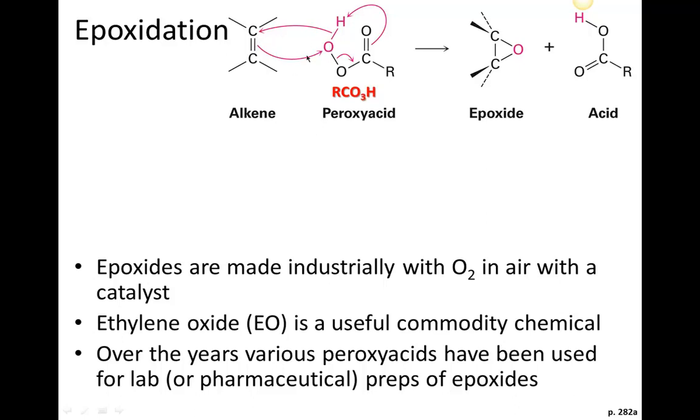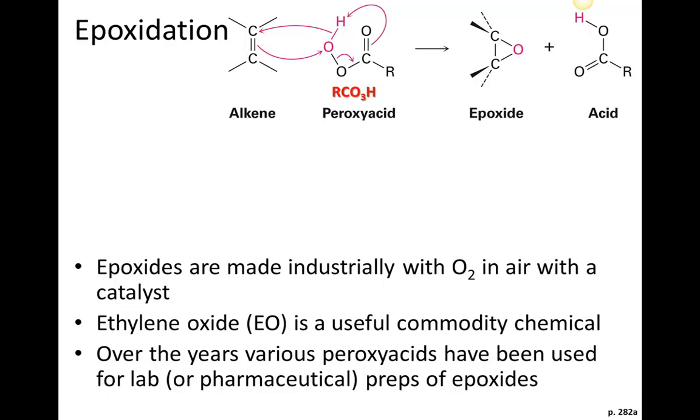Now they've got some little arrows in here showing this. We don't really need to worry so much about the mechanism, but we just know that we're kind of inserting this oxygen between these 2 carbons and making this epoxide and frees up the carboxylic acid. Industrially, they don't use the peroxy acids. They use oxygen and air and a catalyst. But the next obvious question is, why do we want to do that?